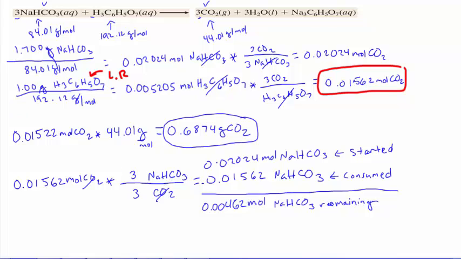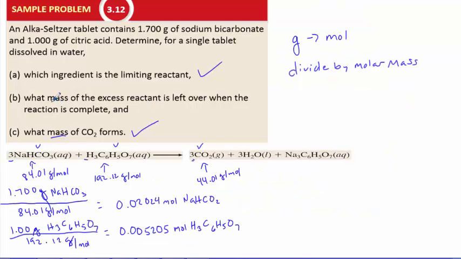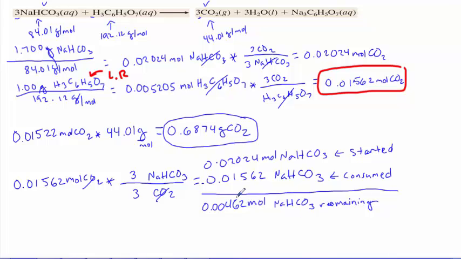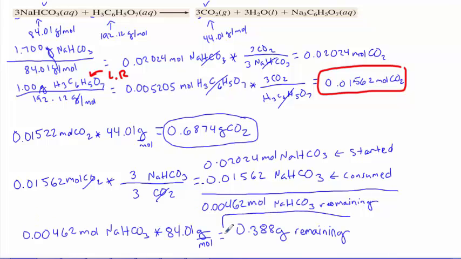But this is in moles, and we want the mass. So again, to go from moles back to grams, we multiply by that molar mass. The molar mass for sodium bicarbonate again was 84.01. So we are left with 0.0388 grams of the sodium bicarbonate remaining.